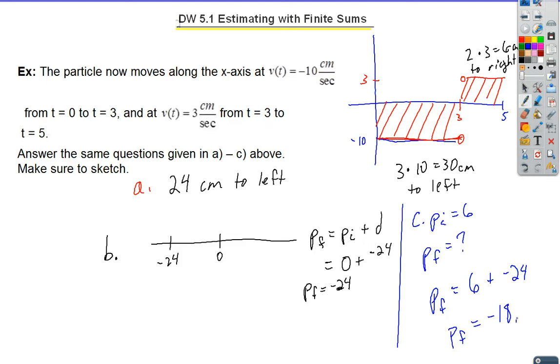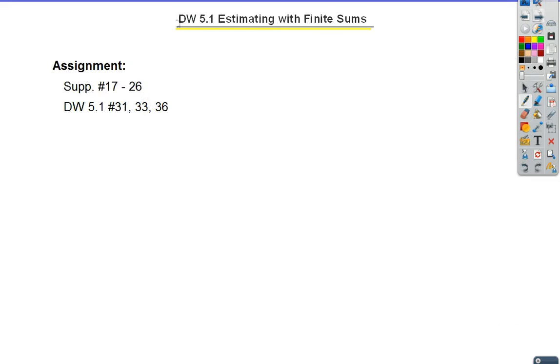Hopefully this helps out with your homework, because that's what you have now. You have to deal with 17 through 26 and 5.1, 31 through 36. As a reminder, that's on the worksheet, and this is in your book.